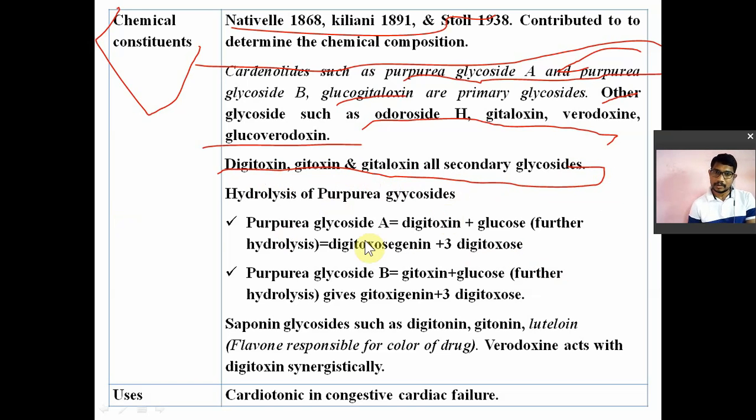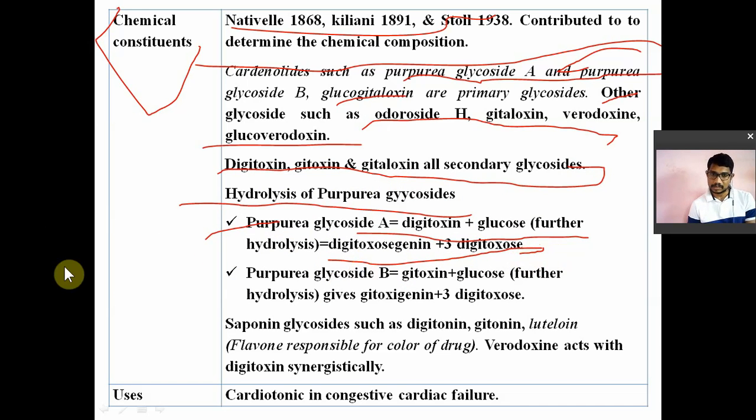Again, a question can come on this: hydrolysis product of purpurea glycosides. Now, purpurea glycoside A on hydrolysis will give you digitoxin plus glucose. And if you do further hydrolysis of this digitoxin, you will get digitoxigenin plus 3 molecules of digitoxose, which is a specific sugar found in Digitalis.